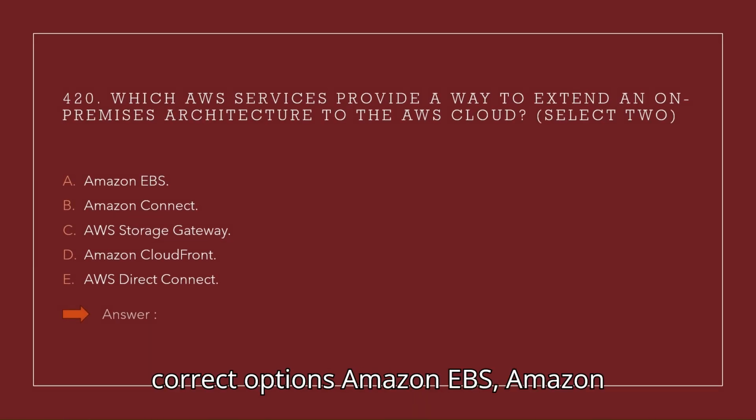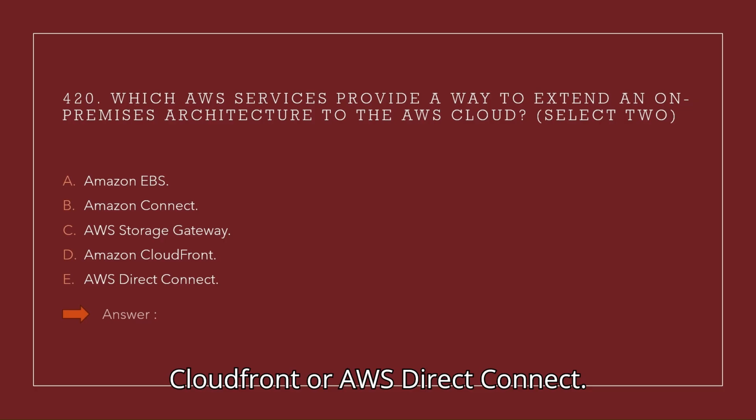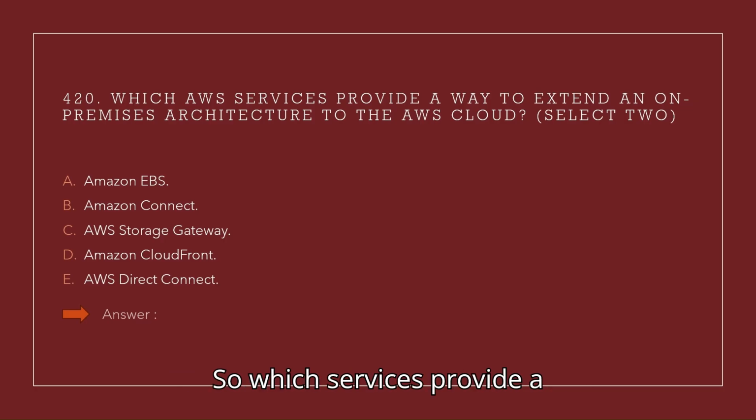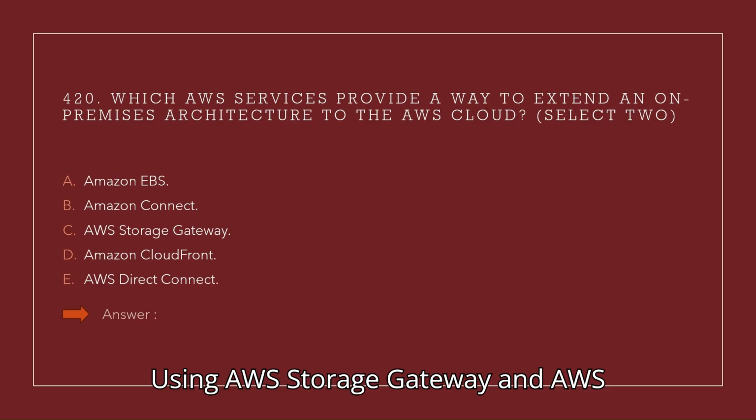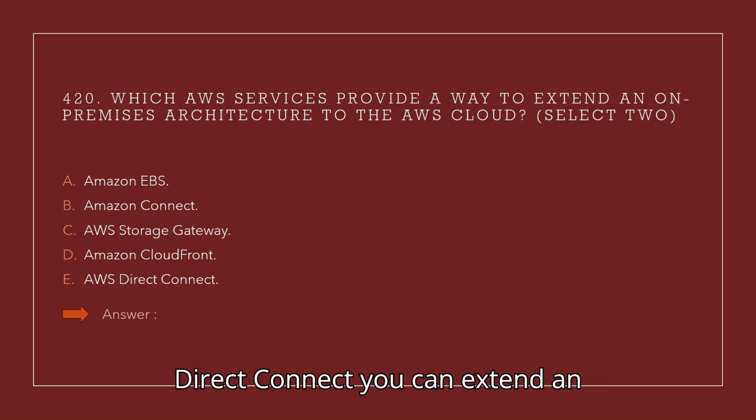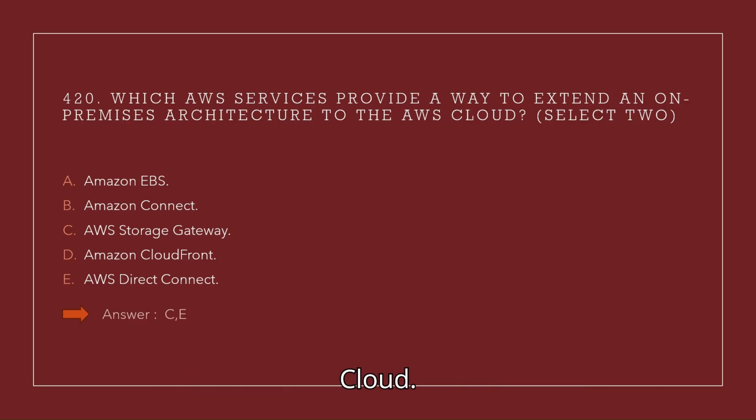Which AWS services provide a way to extend an on-premises architecture to the AWS cloud? Two correct options: Amazon EBS, Amazon Connect, AWS Storage Gateway, Amazon CloudFront, or AWS Direct Connect. So, which services provide a way to extend an on-premises architecture to the AWS cloud? Using AWS Storage Gateway and AWS Direct Connect, you can extend an on-premises architecture to the AWS cloud.